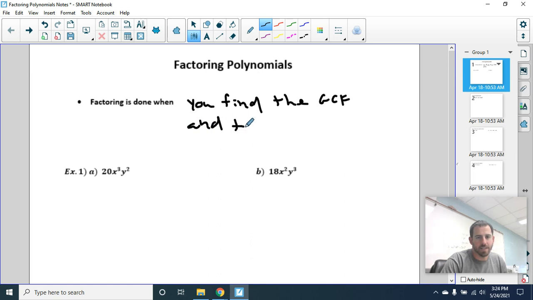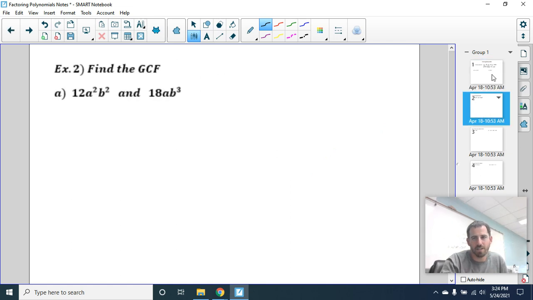And take it out. I know this handwriting's terrible; I guess I should have just typed it, but that's okay. You're going to find the greatest common factor and take it out from what you have. First we're going to show a different way of doing that, and then we're going to get into the greatest common factor. You'll see here, example 2, greatest common factor.